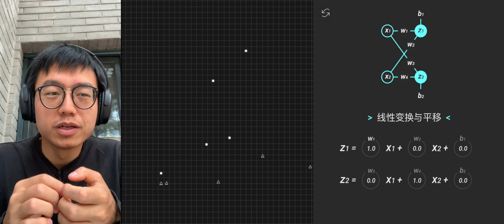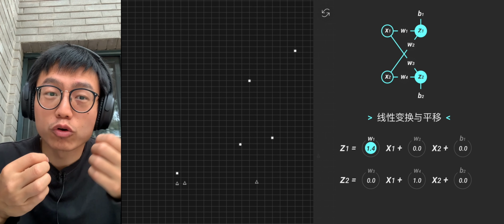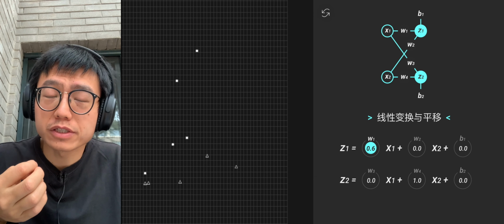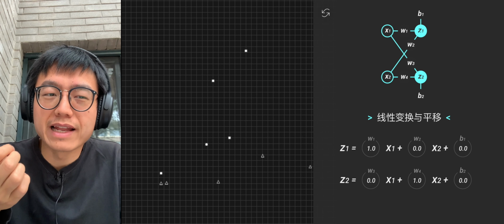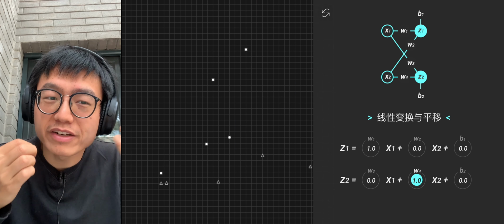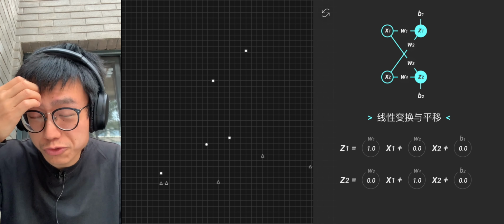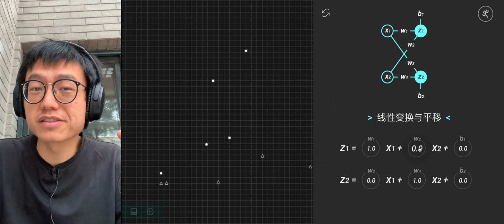For example, when we adjust W1, we can play with the coordinate system horizontally, make it wider or narrower, or even flip it horizontally. And if we adjust W4, we will change the coordinate system vertically to make it taller or shorter. Then let me try to adjust the other parameters.